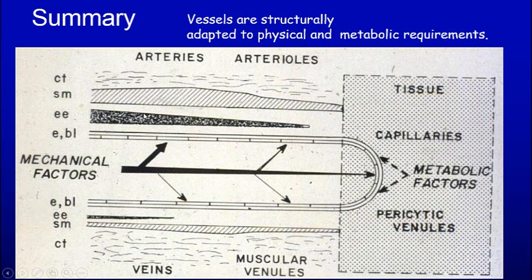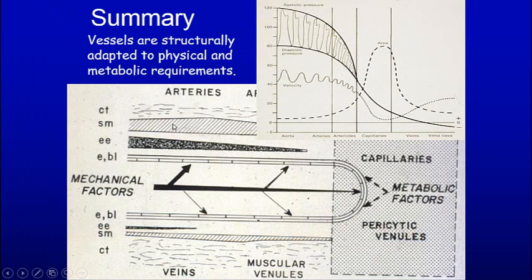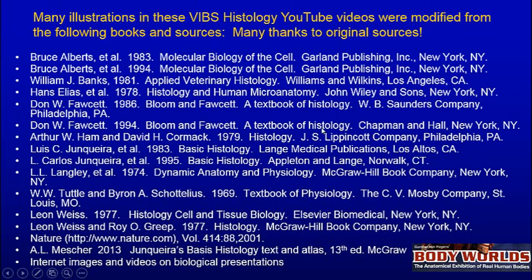So in summary, the blood vessels are adapted for mechanical factors to resist the pressure, and metabolic factors, even has some parasitic venules in through there, increase elastic tissues, but you have major elastic tissue coming right out of the heart. And so it's adapted to withstand the pressures of the heart.